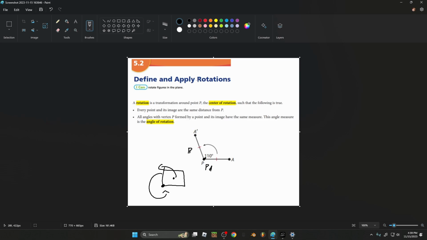PA prime is the same length as PA. All angles with the vertex P formed by a point and its image have the same measure. This angle measures the angle of rotation. So yes, this is the angle of rotation.